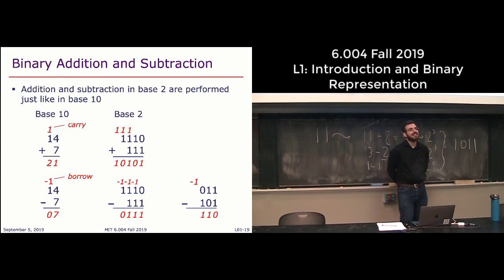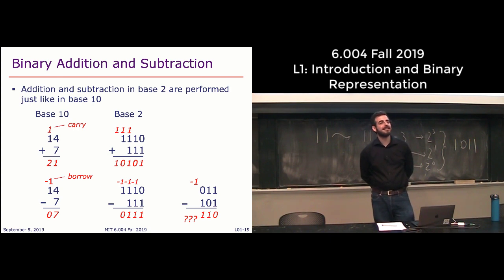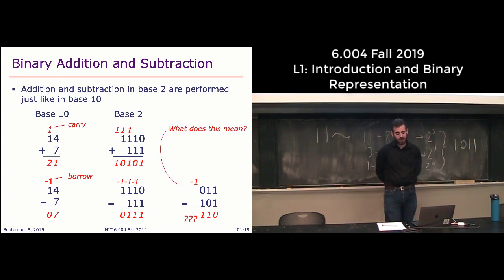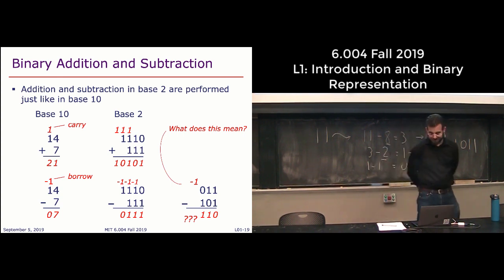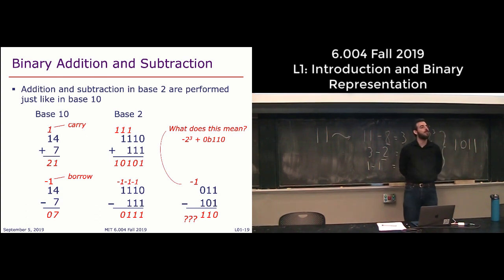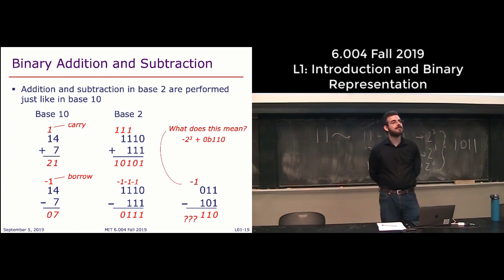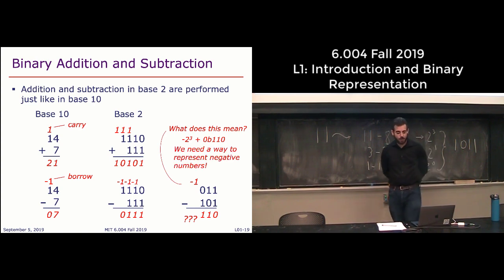But the point here is that we don't really have a way to represent these negative numbers yet. So what does this mean? What this partial operation is telling us is, well, this is minus 2 to the power of 3 plus 1, 0. Yeah, it's minus 8 plus 6 is minus 2, so that checks out. So the point is we need to find a way to represent negative numbers.